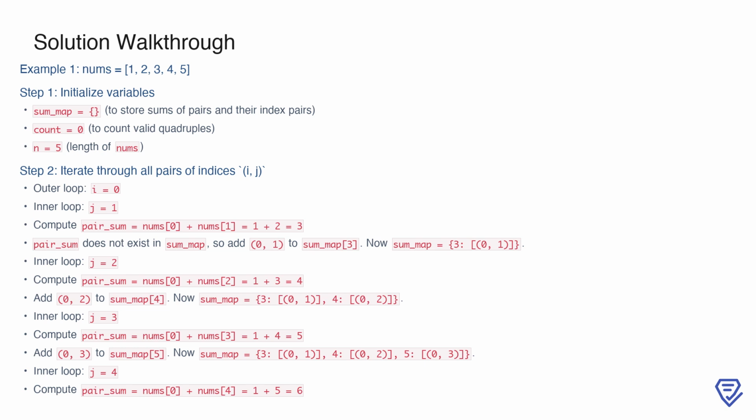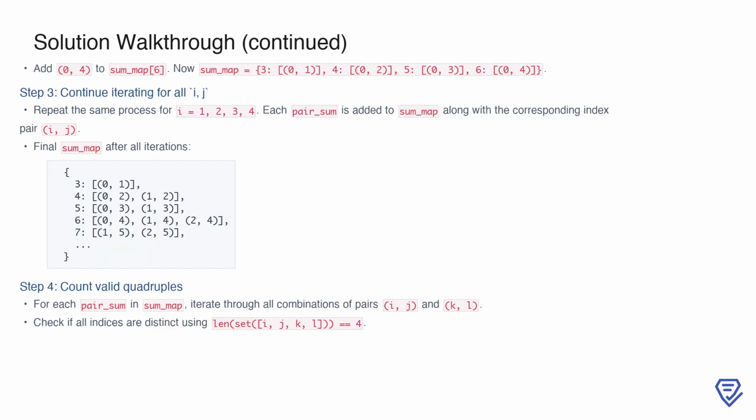This process continues for j equals 3 and j equals 4, adding (0, 3) to sum_map[5] and (0, 4) to sum_map[6], respectively. By the end of the first outer loop, sum_map contains the sums 3, 4, 5, and 6, each mapped to the relevant index pairs. Now we extend this process for all other values of i. For each outer loop iteration, we calculate the pair_sum for all valid i, j pairs and update sum_map accordingly. By the time we finish iterating through all combinations of indices, sum_map contains every possible pair sum as keys, with their corresponding index pairs as values.